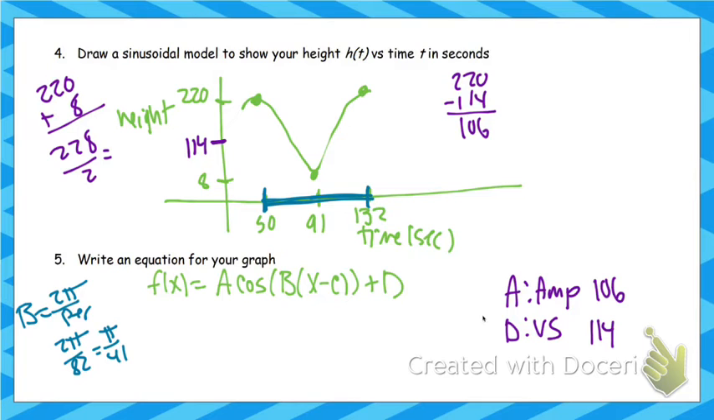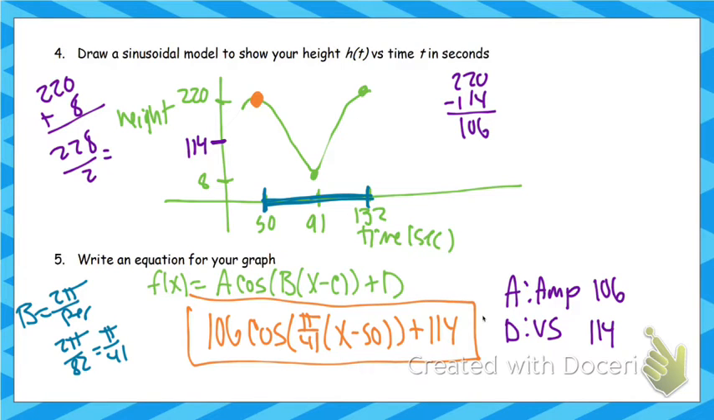The last thing we would need is the C value. Remember, for cosine, we're looking for the x-coordinate of a high point. Here's a high point on my graph. Here's an x-coordinate. The x-coordinate's 50. If you wanted to use 132, you also could. So my equation is going to be 106 cosine pi over 41 x minus 50, plus 114.